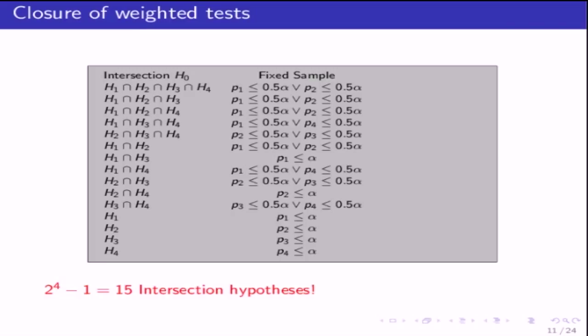And on slide 11, I just show you that for our very simple example where we would like to test 4 elementary null hypotheses, in the background actually 15 intersection hypotheses are tested, and here you can see which test is used for which intersection hypothesis.